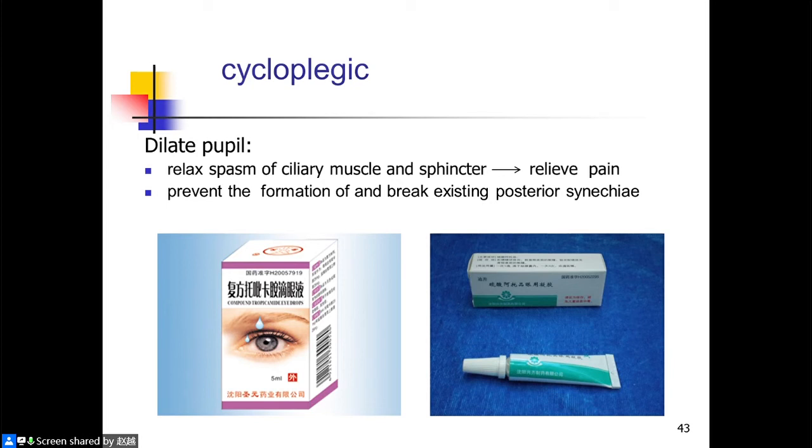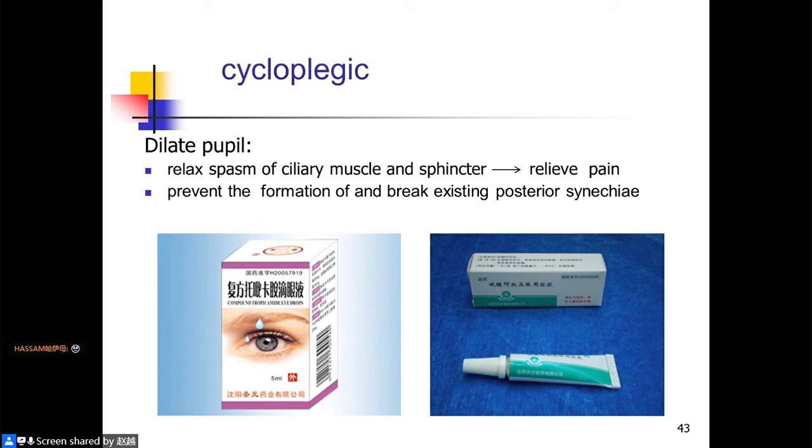Homatropine's action time is about 18 to 36 hours, which keeps the pupil in a state of continuous movement, so it can effectively prevent posterior synechia. Its pupil dilation and ciliary muscle paralysis are inferior to atropine. However, atropine has a long duration of ciliary paralysis and pupil dilation, 10 to 14 days, so the pupil is in a relatively fixed state of dilation, and posterior synechia can also easily occur.